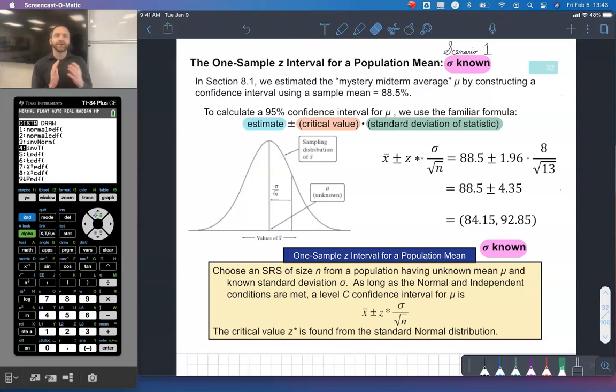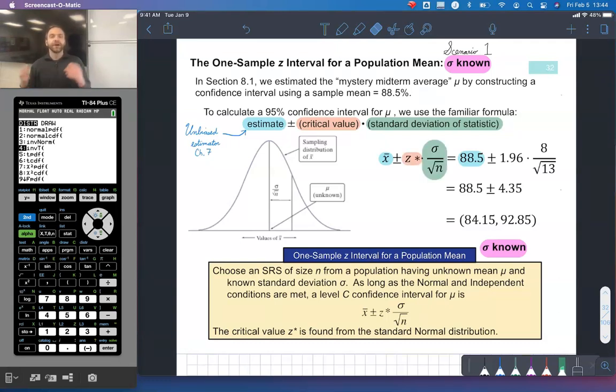So you can see here for the confidence interval, I still have it highlighted. The way we've been doing it is your estimate. And remember, your estimate is an unbiased estimator. That was what chapter 7 was about. Since I want to estimate my population mean, my unbiased estimator, since I don't know mu, is going to be X bar. So I'm going to use X bar, which in my case was 88.5, plus or minus your critical value, which in this case is going to be a Z star, and times your standard deviation of the statistic.